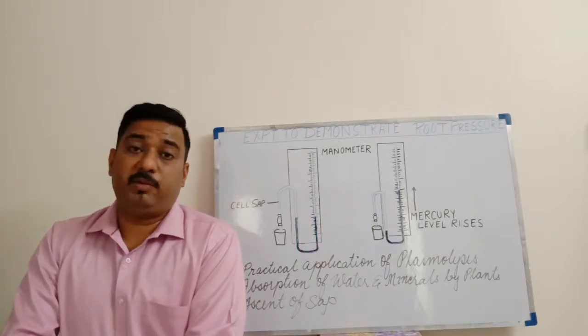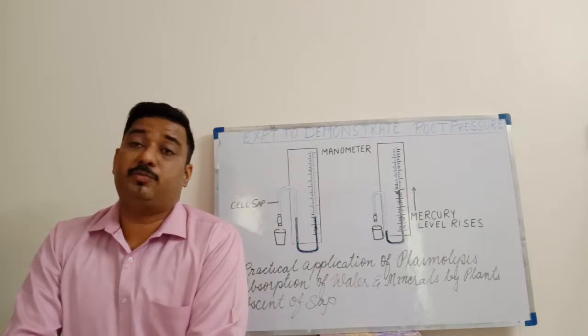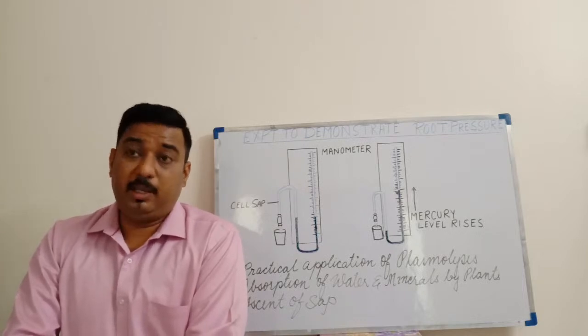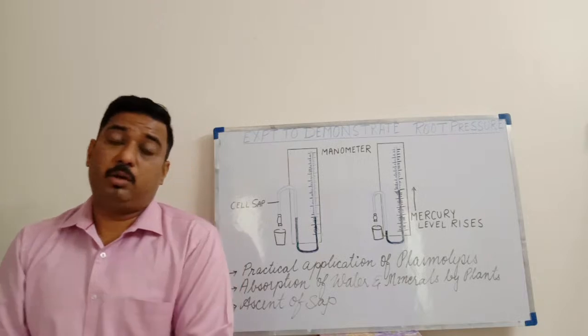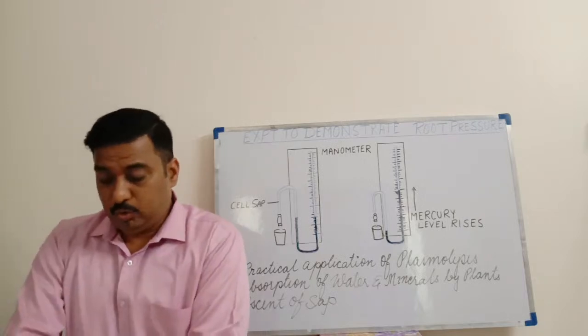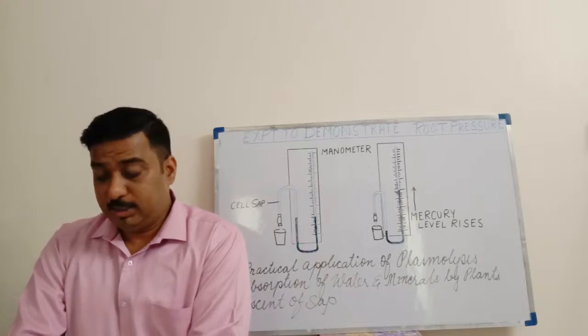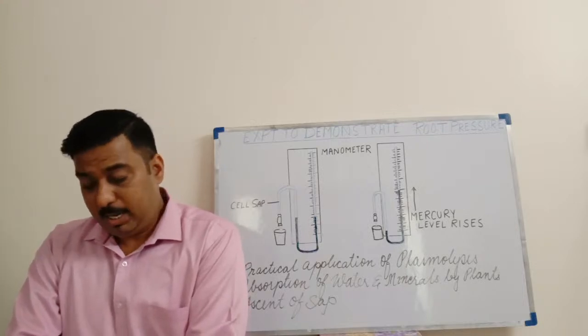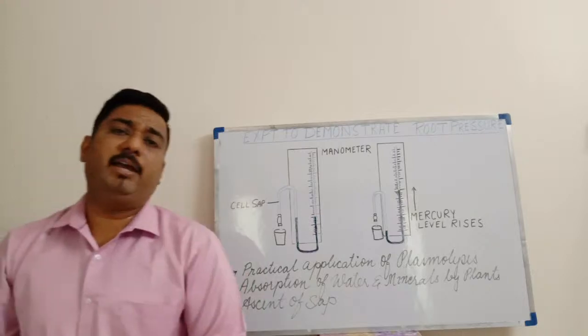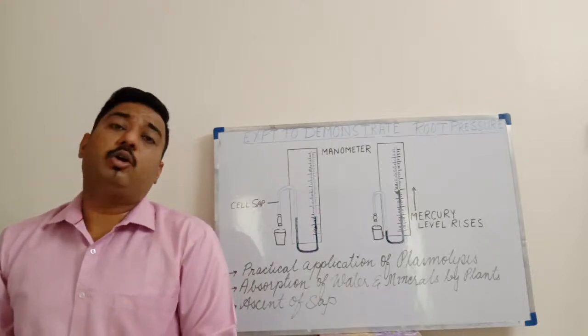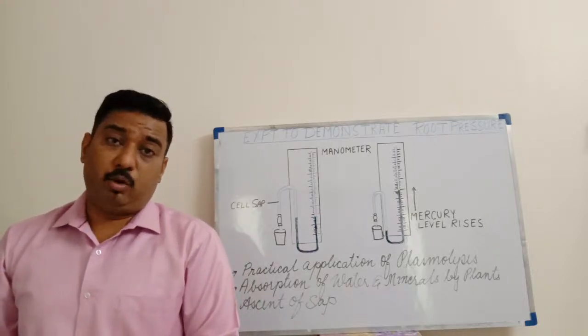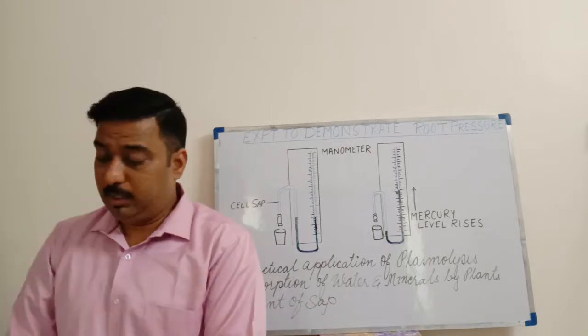Seasonal fluctuation: suppose in the rainy season, the atmosphere has a large amount of water vapor and the soil also has a large water content. So root pressure will be highest in the spring and lowest in the summer. Why will it be lowest in the summer? Because there is very little water in the soil as well as in the air.